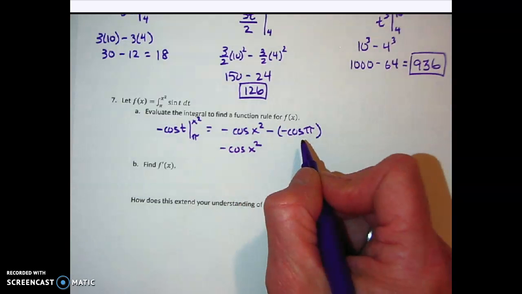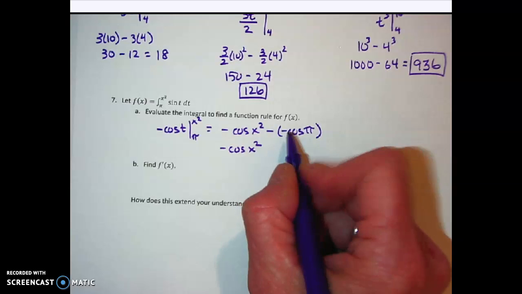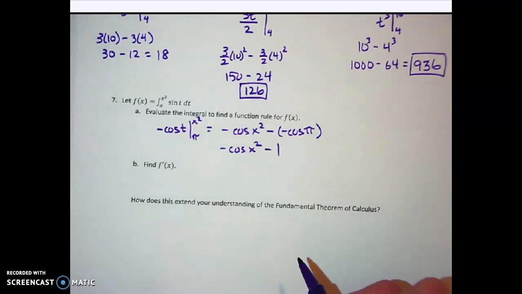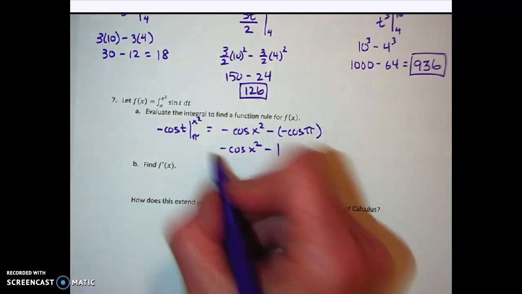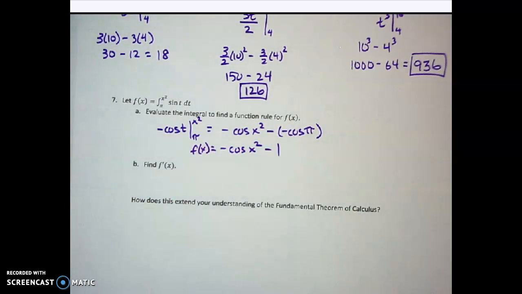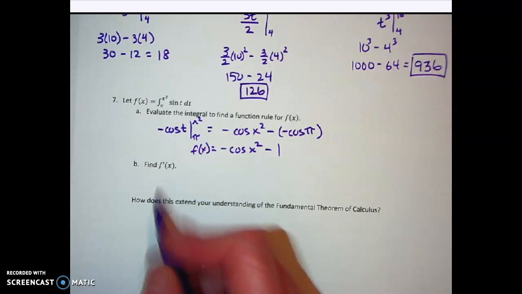Cosine of pi is negative 1, so a negative and a negative 1 and another negative 1 gives me negative cosine x squared minus 1 is my function f of x. Now we need to find f prime of x.